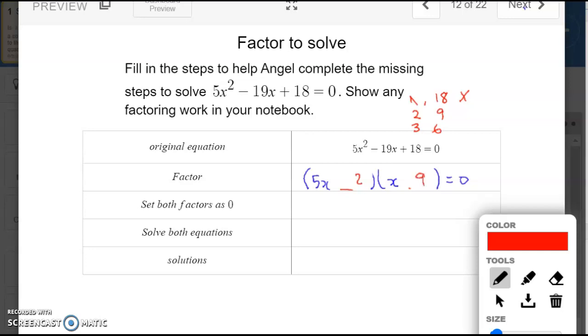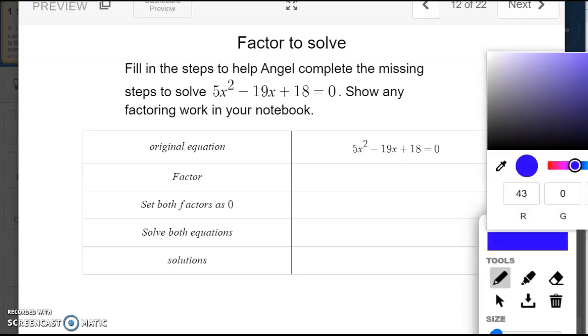Okay, I know that they either have to be positive, positive, or negative, negative, and since I want the sum to be negative, I know that this has to be both negative. So, oops, let me try that again. So we have 5x, and we have just tried 1 and 18 and we knew that that didn't work. So now we're going to try 2 and 9.